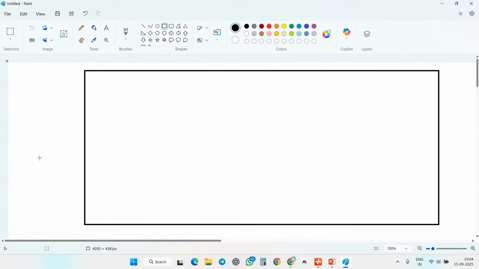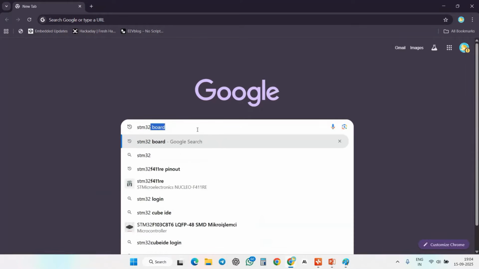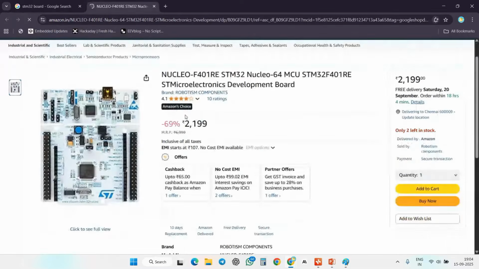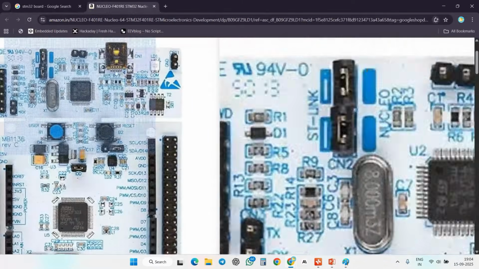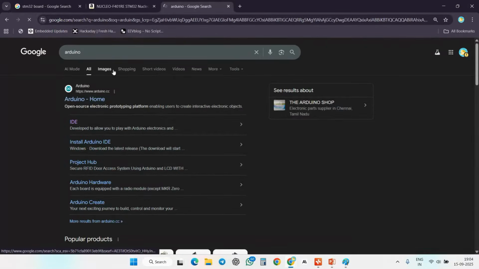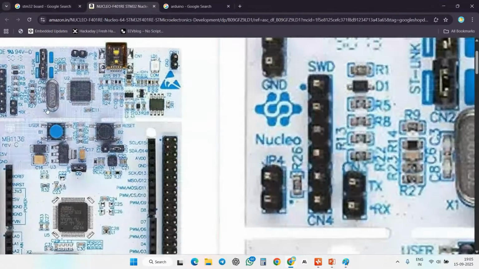If you take any microcontroller, before going to show the oscillator, I'm just opening up the STM32 board. Here, if you check this one, this is the oscillator. And now I'm opening up the Arduino, guys. So this is the oscillator. This is one of the microcontrollers.